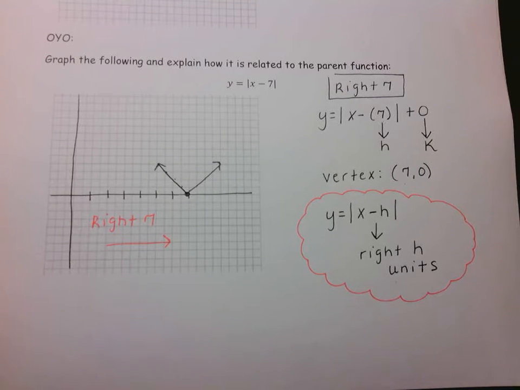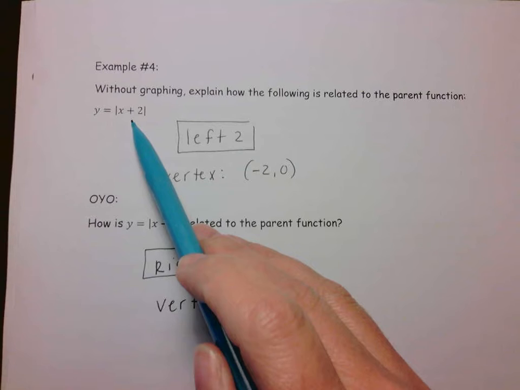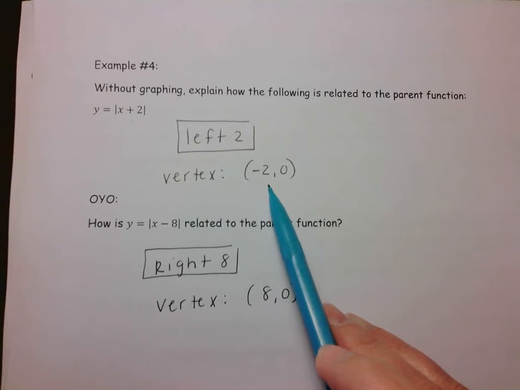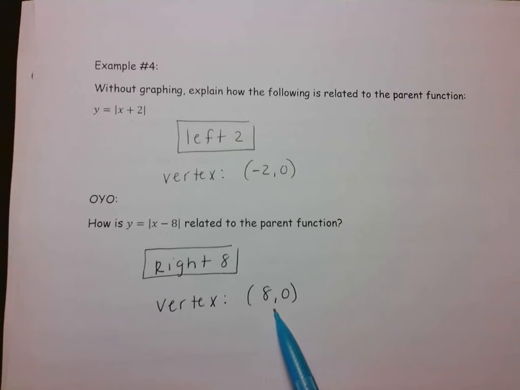Okay, so now go to example number 4, pause the video, and predict just by looking at it without graphing, what the vertex is going to be and how this equation is going to be related to the parent function. And here are your answers. This is going to go to the left 2 units, so my vertex is going to be at -2, 0. And this is going to go to the right 8 units, so my vertex is going to be at 8, 0. And if you get confused, just remember this.